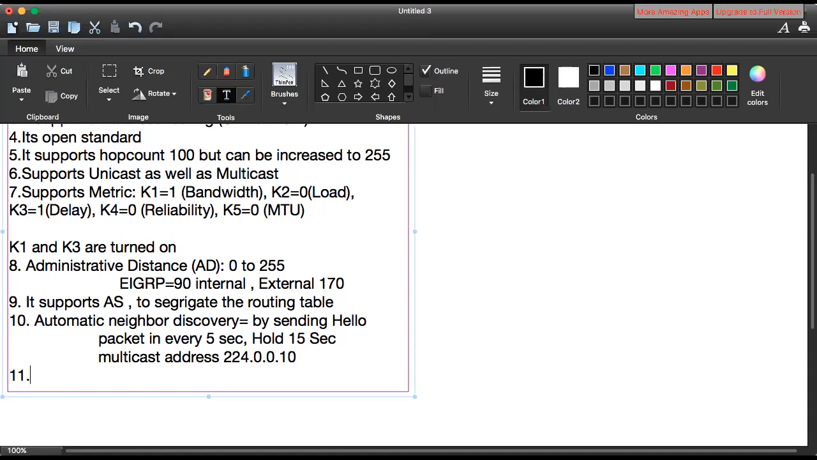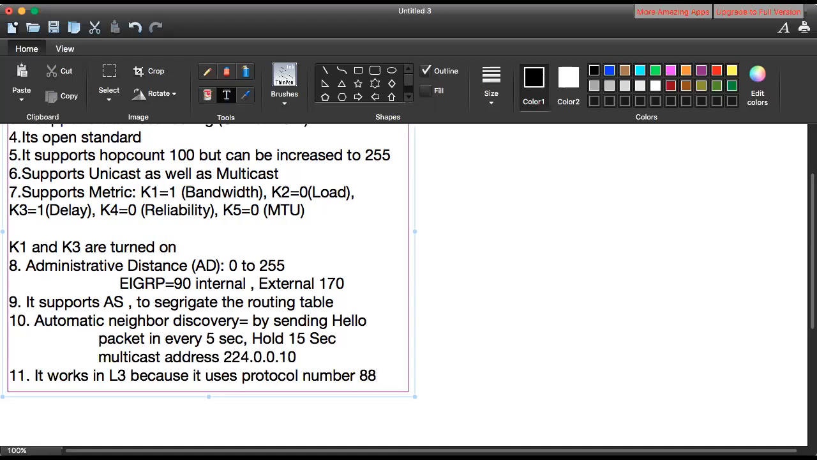That's correct. But why does it work in layer 3? Because it uses a protocol number. Just remember, protocol number, not the port number, like TCP port number, UDP port number and all that. IP protocol. We have a field, IP protocol, in the layer 3 header, if you have noticed it ever. So here, EIGRP uses protocol number 88.